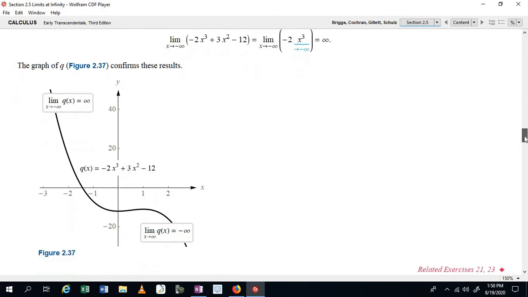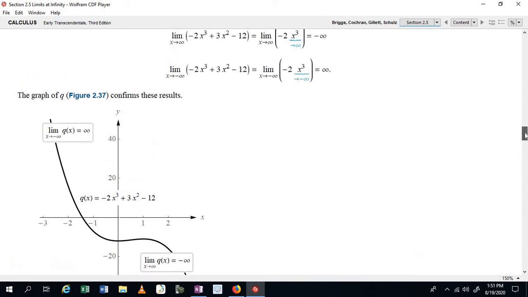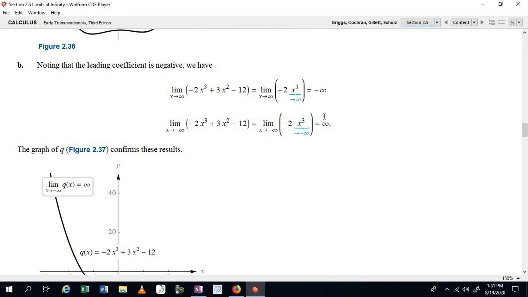And so you can see this from the graph. The graph of this polynomial looks like this. The end behavior on the right is down towards negative infinity, and the end behavior on the left is up towards positive infinity, which matches what we discovered here.